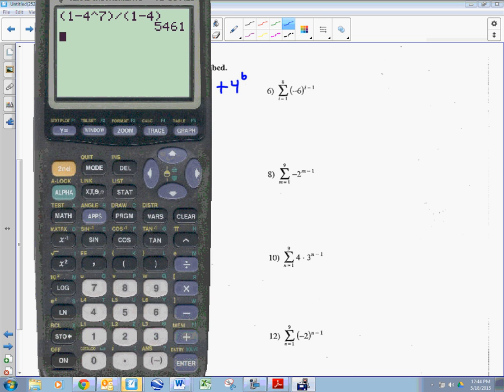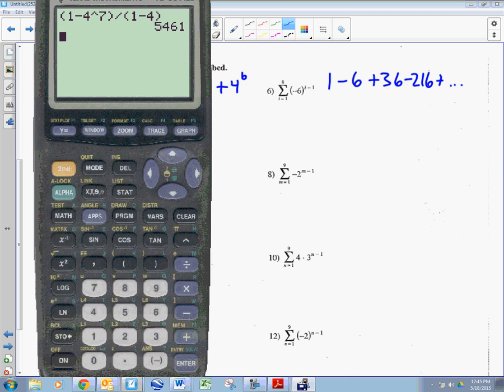Okay. Let's generate the first term. You plug in 1. 1 minus 1 is 0, negative 6 to the 0 is 1. Now we plug in 2. 2 minus 1 is 1, and negative 6 to the 1 is negative 6. Plug in 3. 3 minus 1 is 2, negative 6 to the 2 is positive 36. So what's happening to the negative sign? Yeah, it's going to alternate back and forth. So the next one would be negative 216, plus dot, dot, dot.